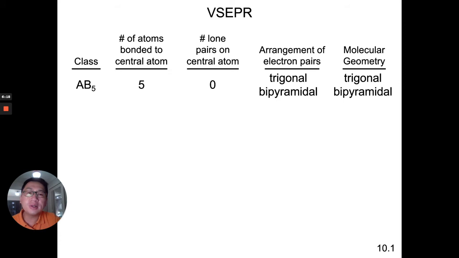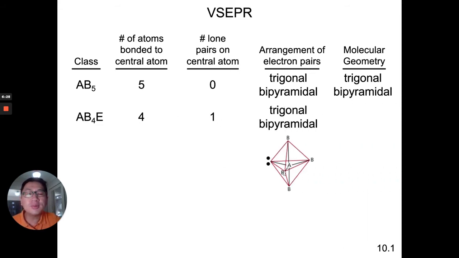So 5 atoms, no lone pairs, the shape is called trigonal bipyramidal. But if I had 1 lone pair on it, 4 bonded atoms and 1 lone pair, so 4 bonds, 1 lone pair, 5 things total, normally trigonal bipyramidal, but if one of them is a lone pair, then what you have left is this shape, where you have an A there, a B in the front, a B in the side, 1 on top, 1 on the bottom.